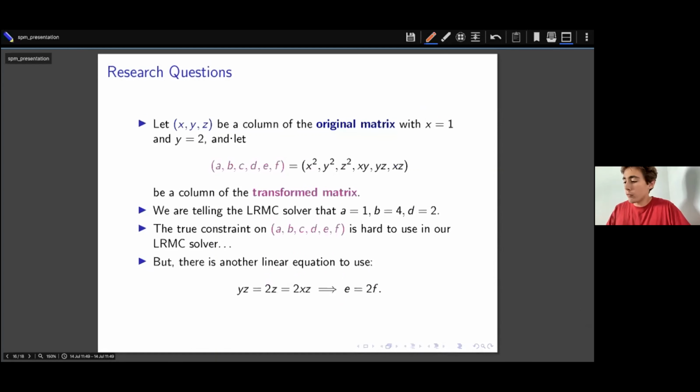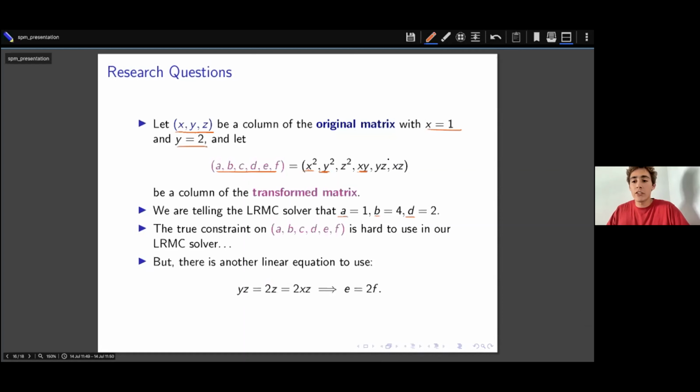Let's say we have X, Y, Z as a column of the original matrix, and we know that X is 1 and Y is 2, and this is the transformed column. So currently, we're telling the LRMC solver that A is 1, B is 4, and D is 2, right? Because A is X squared, B is Y squared, and D is XY. So we know these elements. But there are a bunch of other relationships.